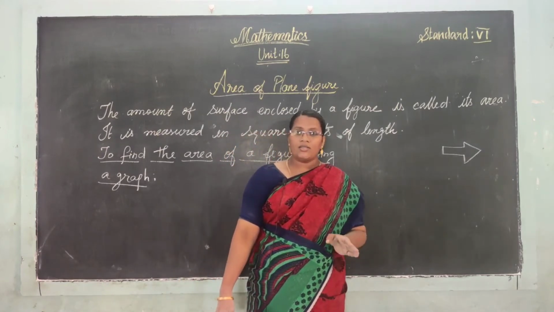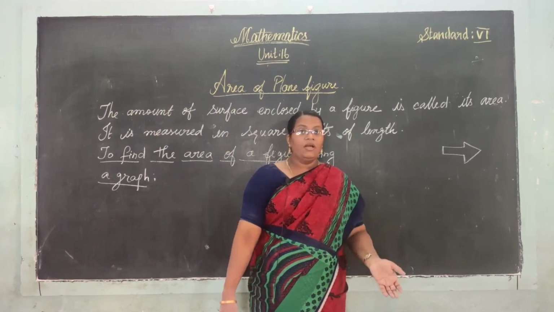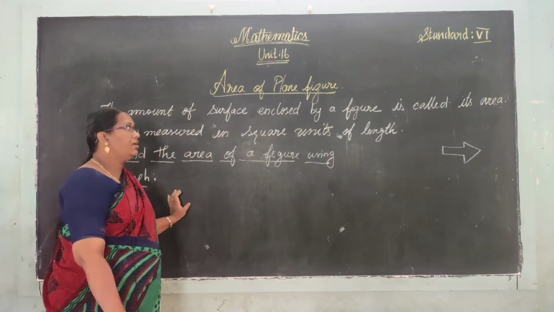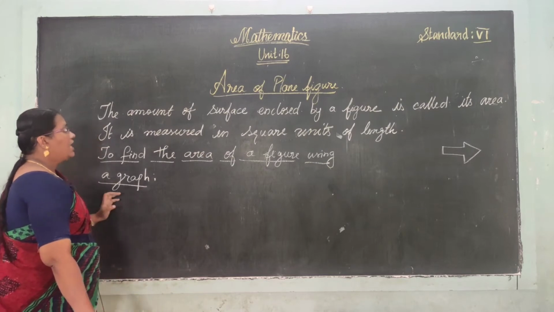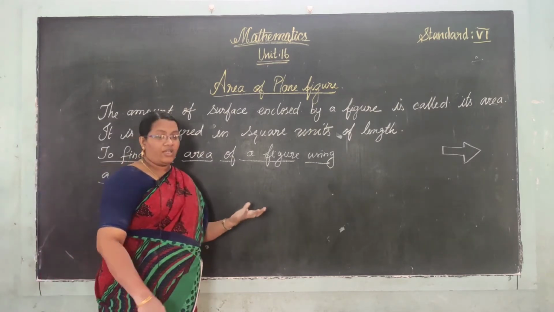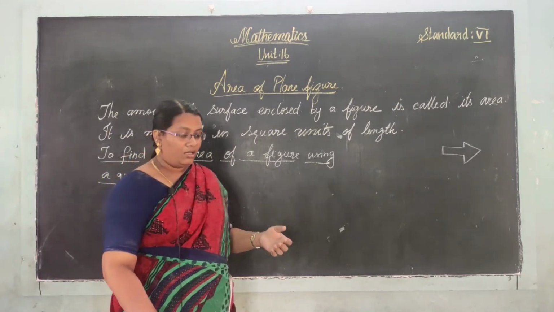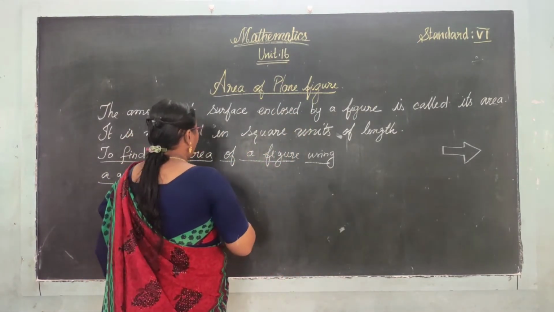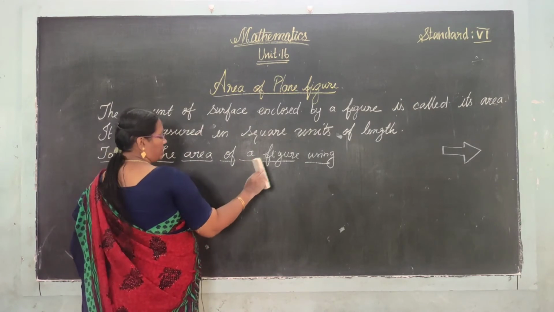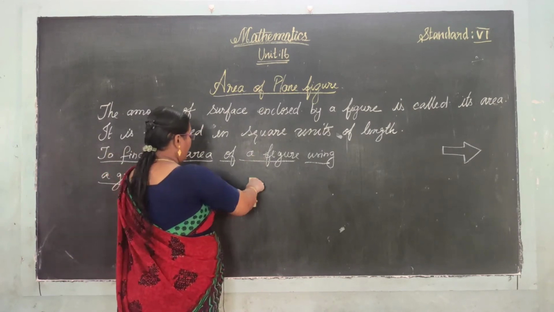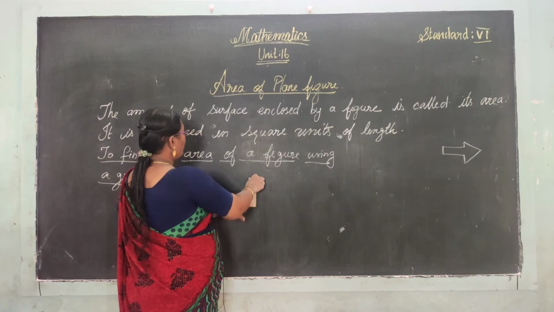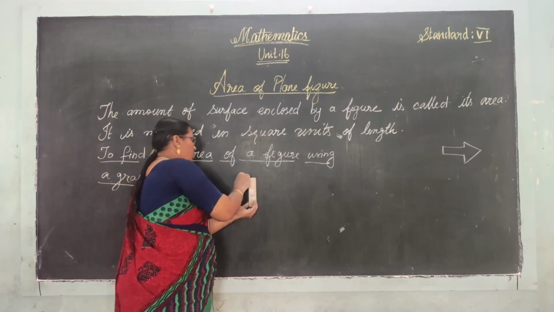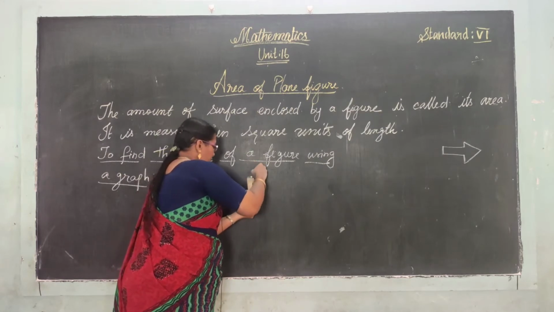I hope you understood the previous concept. Now we are going to learn about the area of the plane figure. What is meant by area? The amount of surface. For example, we have considered this duster. This is one of the dusters. We have considered this amount of surface enclosed by the figure. So it occupies the space.